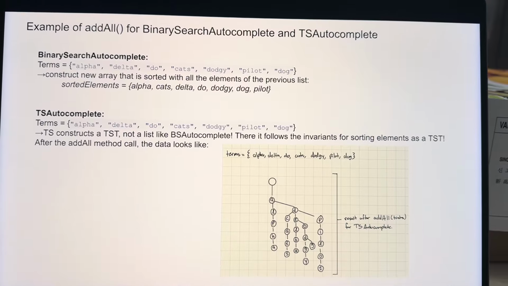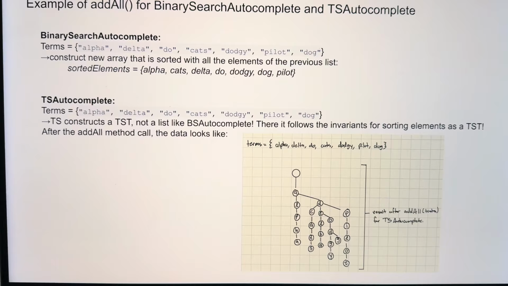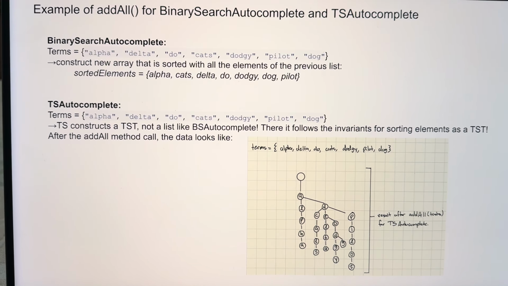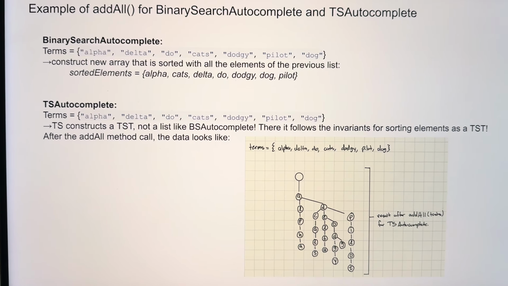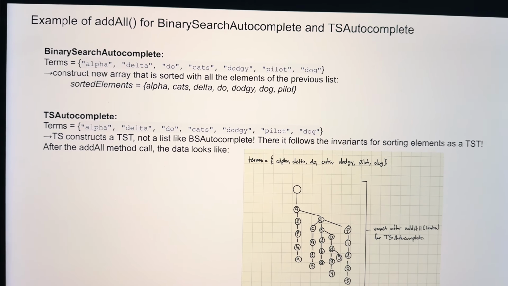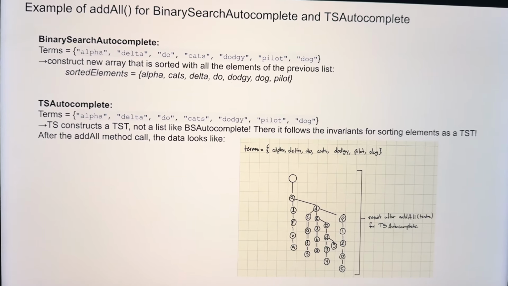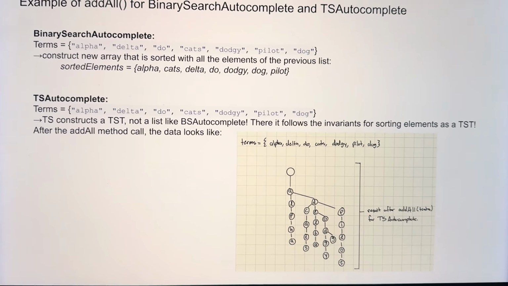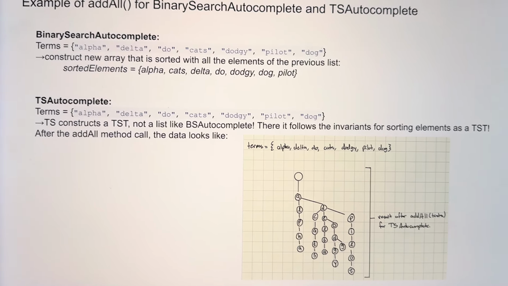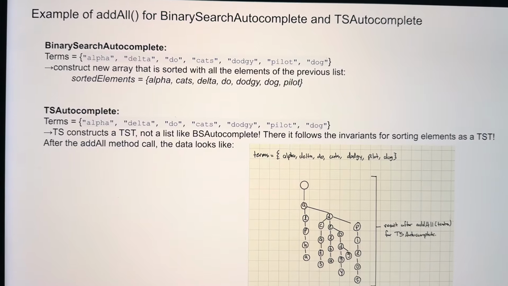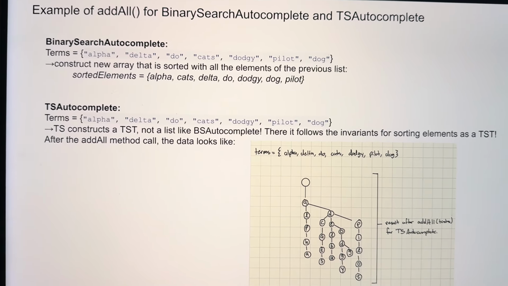For ternary search autocomplete, it's a little bit different. Instead of being stored into a list, it is stored into a tree type data structure, not a binary tree data structure, but a ternary search tree. So when we add terms, we start at a common node or overall root, and we organize them like a binary tree, where instead of having just a left and right, we also have a middle.